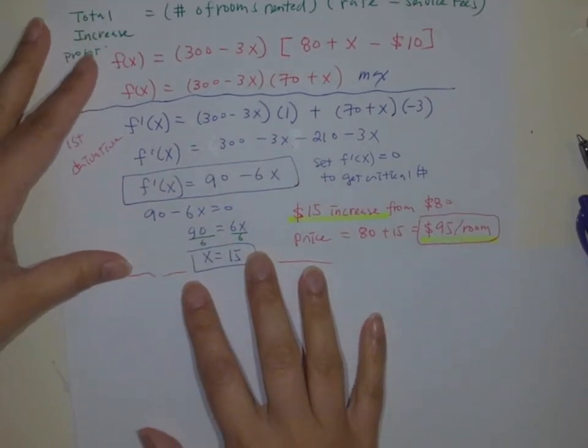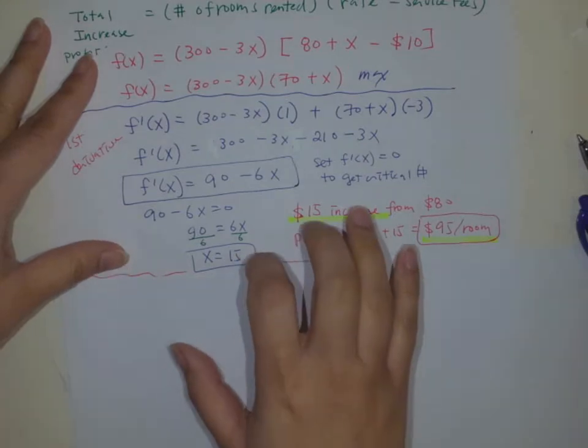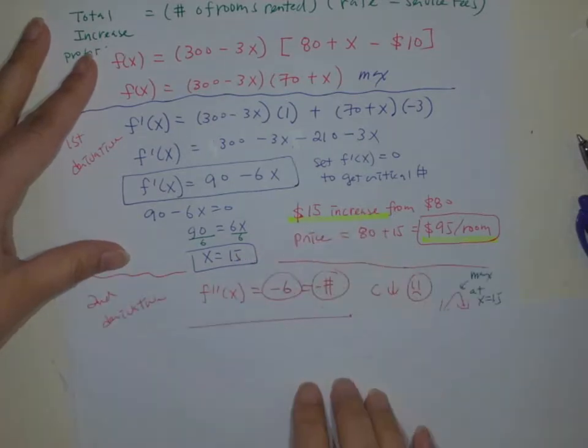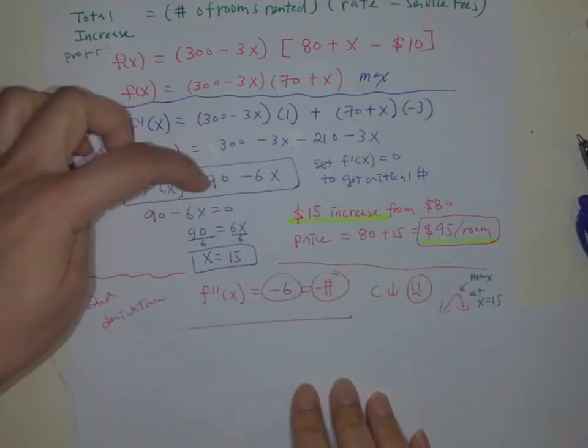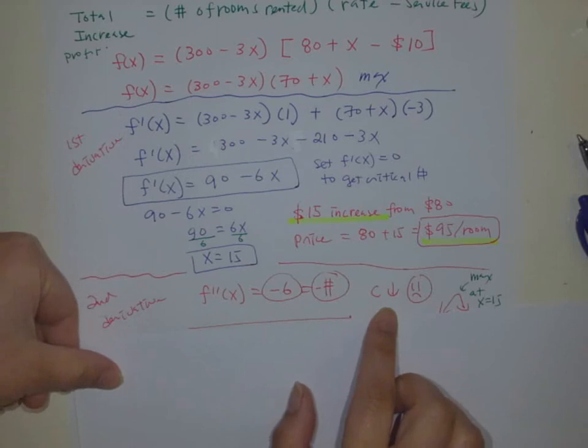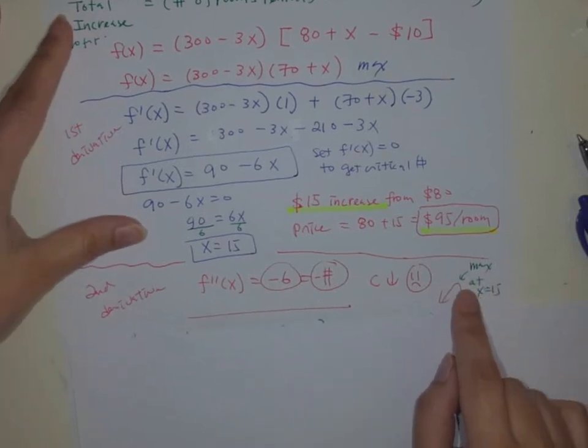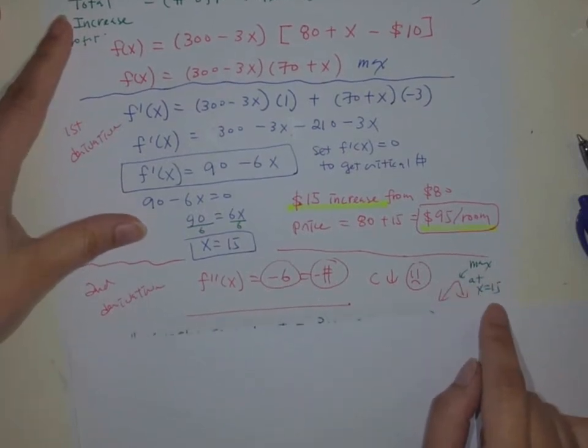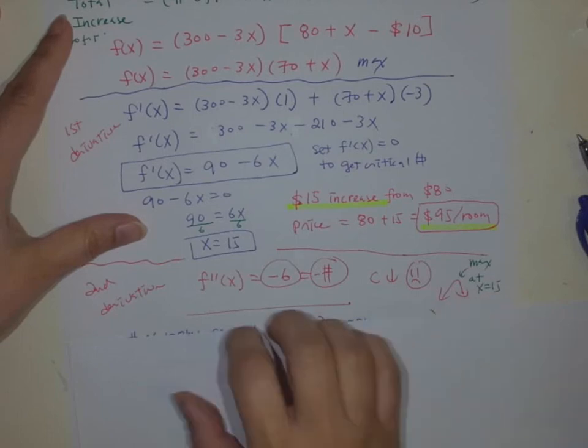Once we get that, we want to make sure it's actually a maximum point. So we're going to do the second derivative test. We take the second derivative of this, and it comes out to -6. Because it's a negative number, you have concave down, which shows you have a maximum point if your price goes up $15.